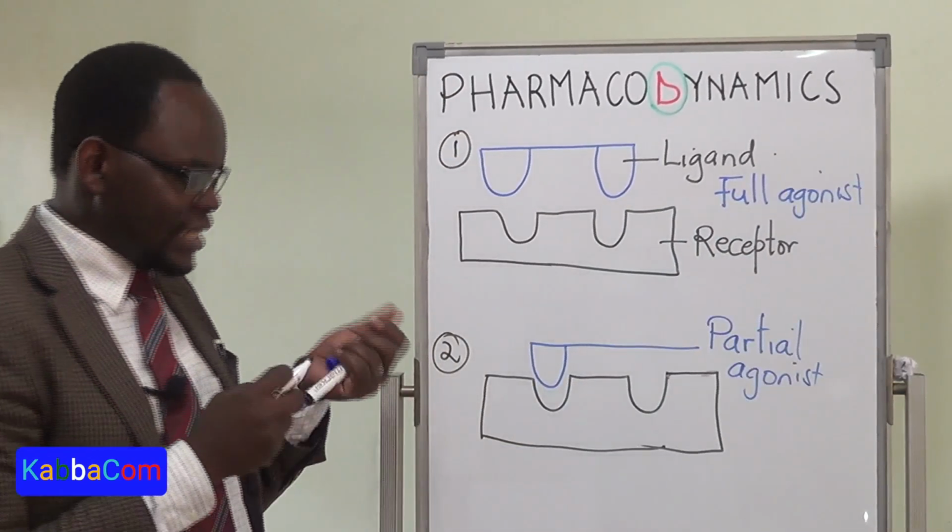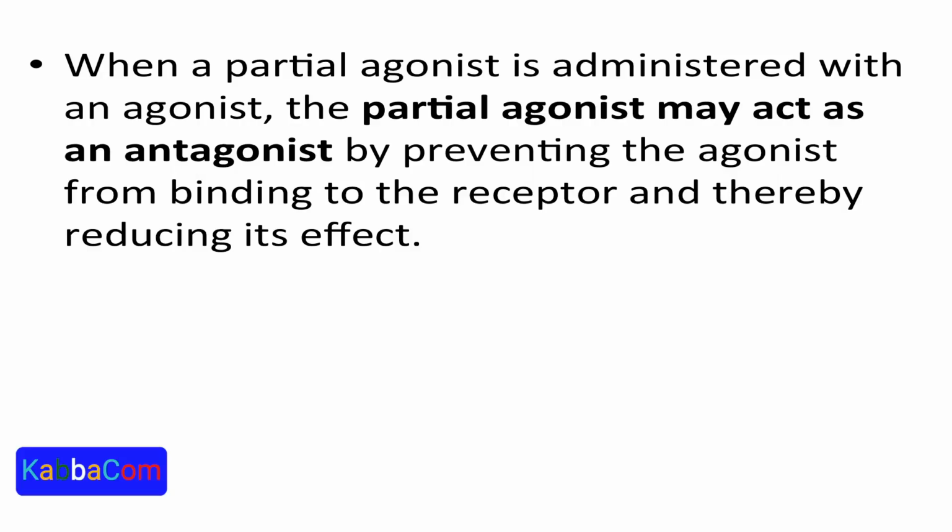It is important to note that in the presence of a partial agonist, the full agonist will actually be inhibited, or antagonized, for that matter. So in other words, a partial agonist will act as a partial antagonist. It will act as an antagonist, preventing the full agonist from accessing the sites.